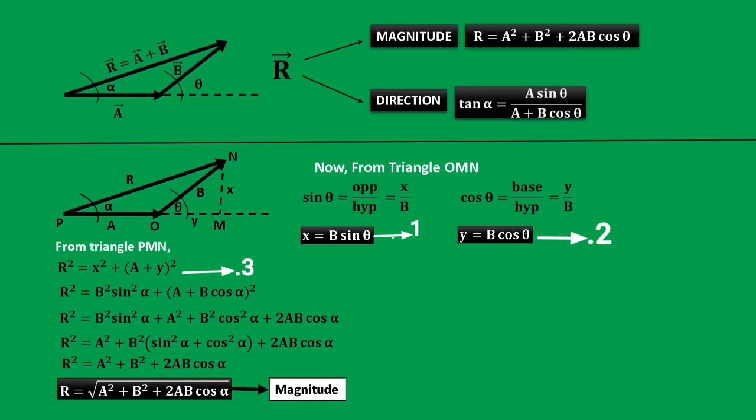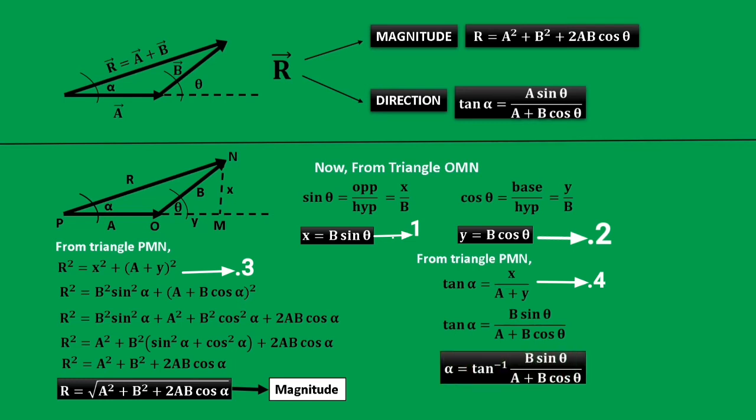Similarly, from the triangle PMN, we have tan alpha equals X divided by A plus Y. Considering this as equation number 4, from equation number 1 and 2, by substituting the values of X and Y in equation number 4, we get tan alpha equals B sin theta divided by A plus B cos theta. From this, alpha equals tan inverse of B sin theta divided by A plus B cos theta. This represents the direction of the resultant vector R bar.